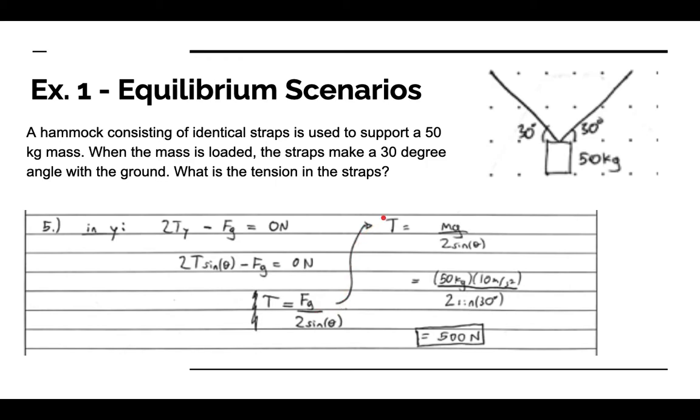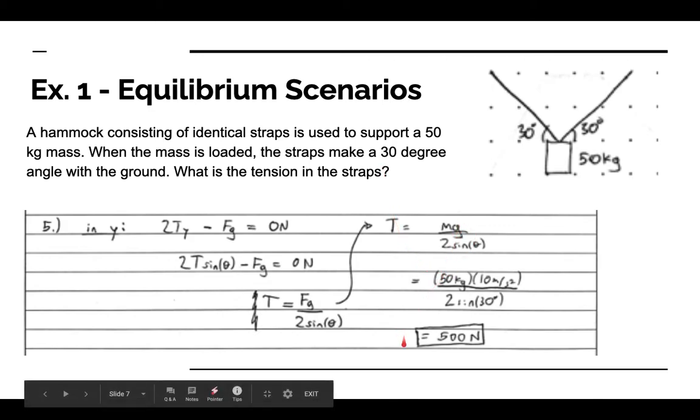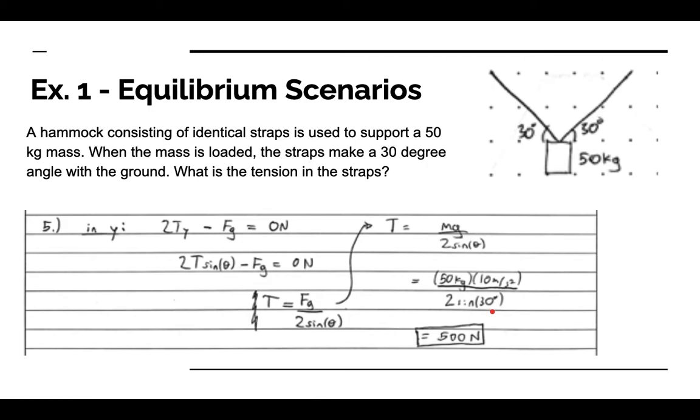Now we can replace Fg with the equation for the force due to gravity, mass times the acceleration due to gravity, divided by 2 sine theta. If we plug in all of our known information, the 50 kilogram mass, the 30 degrees, and the acceleration due to gravity, that's going to yield that our tension must be 500 newtons in each strap. And thus, this is the basic setup for an equilibrium problem. Again, we need to make sure we follow these steps as they do keep us organized, as physics problems can be quite tricky.